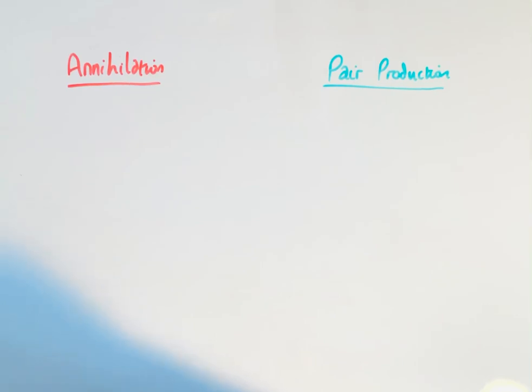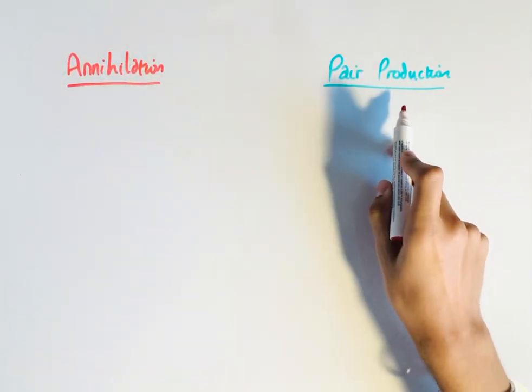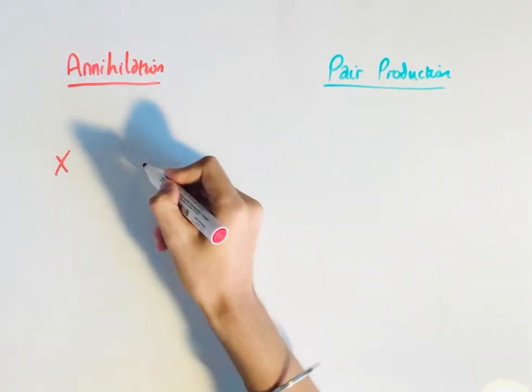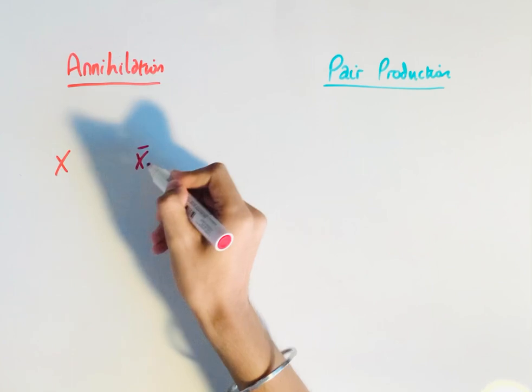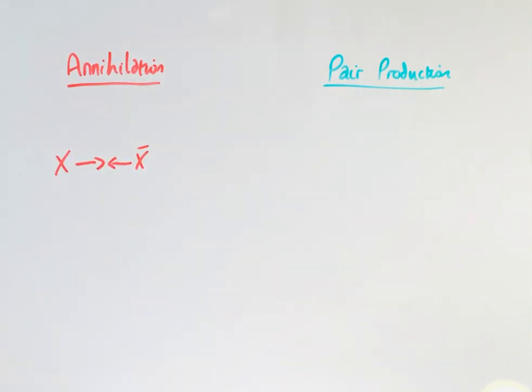Hi, today I'm going to be talking about two important antimatter interactions. The first is called annihilation and the second is called pair production. Annihilation is where a particle and antiparticle pair, denoted by X and X bar, collide.